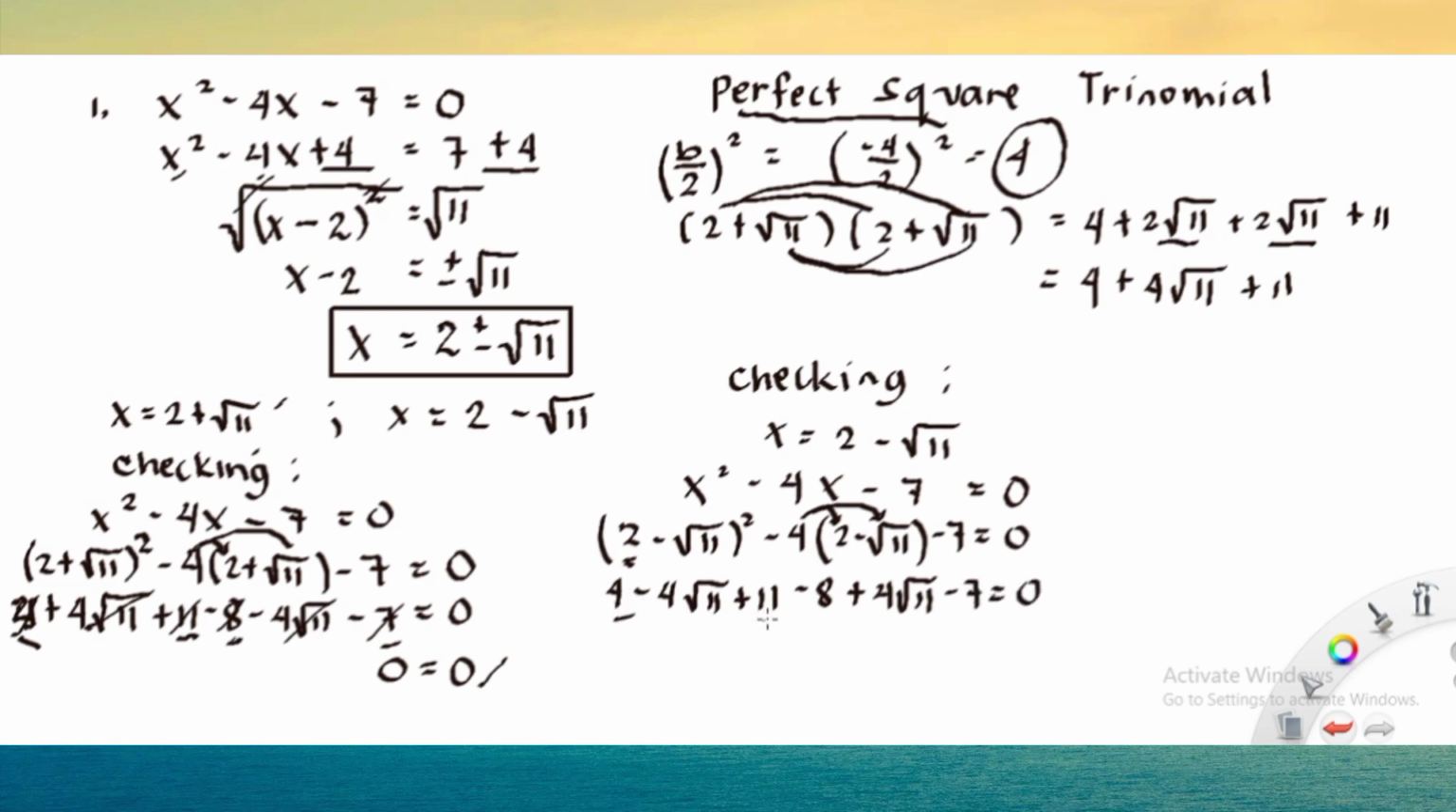So, yung mga constants ito, solve natin sila. 4 plus 11 is 15. 15 minus 8 is 7. 7 minus 7 is 0. So, cancelled out na to lahat. 0 sila. And the negative 4 square root of 11 plus 4 square root of 11. So, negative 4 plus 4 is 0, right? 0. Then copy square root of 11. 0 times square root of 11 is 0. So, these two are equal. So, it means na ang nakuha nating solution is correct.